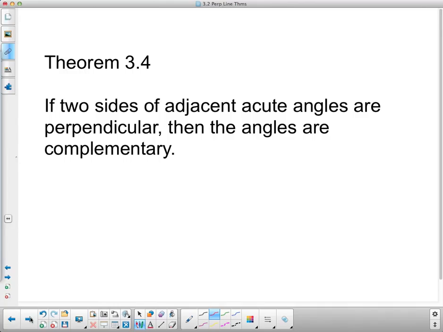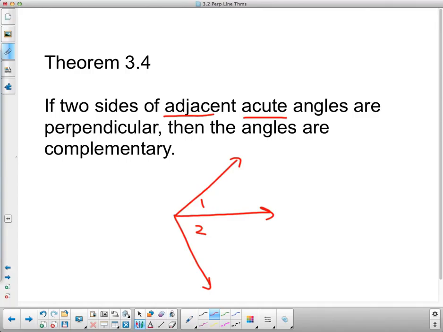Okay, ready to think about this one? If two sides of adjacent acute angles are perpendicular, okay, let's see if we can make a picture of that. Adjacent, we just said means side by side. Okay, so two angles side by side hooked together. What's acute mean? That they're less than 90. Okay, so we've got two small angles that need to be hooked together. So let me kind of start drawing a picture. Here's one angle, and here's another angle. Those two are both acute and they're adjacent.